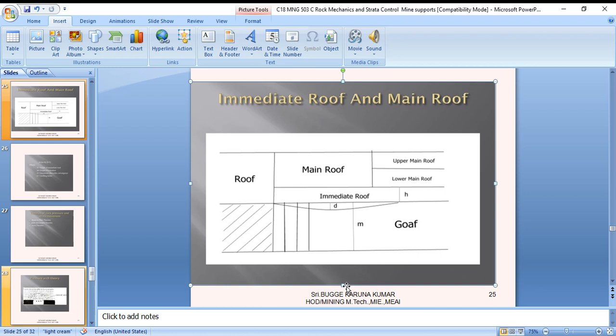Immediate roof and the main roof, how effective the empirical formula is. The caving character of the roof rocks is the most important parameter of rock behavior, on which the success of longwall depends.